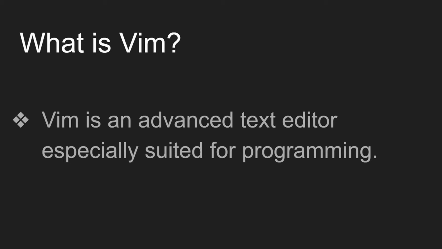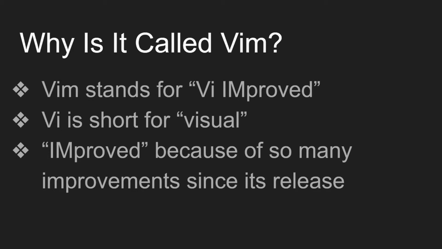First, Vim is an advanced text editor that is especially suited for programming. Vim stands for Vi Improved. Vi is short for visual and originates from an earlier editor called Ex, which used the command vi to enter the visual mode for editing. The visual mode of Ex became so popular that it became the default mode, and the program was later renamed to Vi. Since then, many improvements have been made to Vi, and the program has evolved into what it is now, Vim, or Vi Improved.